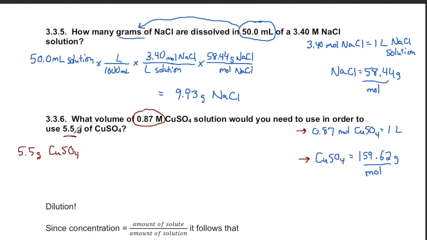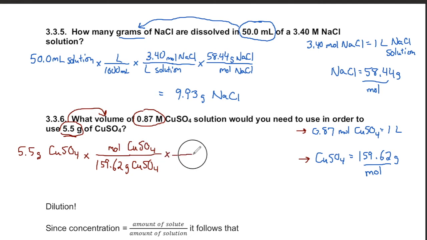Then the amount that we actually have that we're trying to convert is this 5.5 grams of copper 2 sulfate. We are converting these grams into the volume of solution needed. So first let's use the molar mass to convert the grams of copper 2 sulfate into moles of copper 2 sulfate. And then we can use the molarity concentration to cancel the moles and end up with liters of solution.